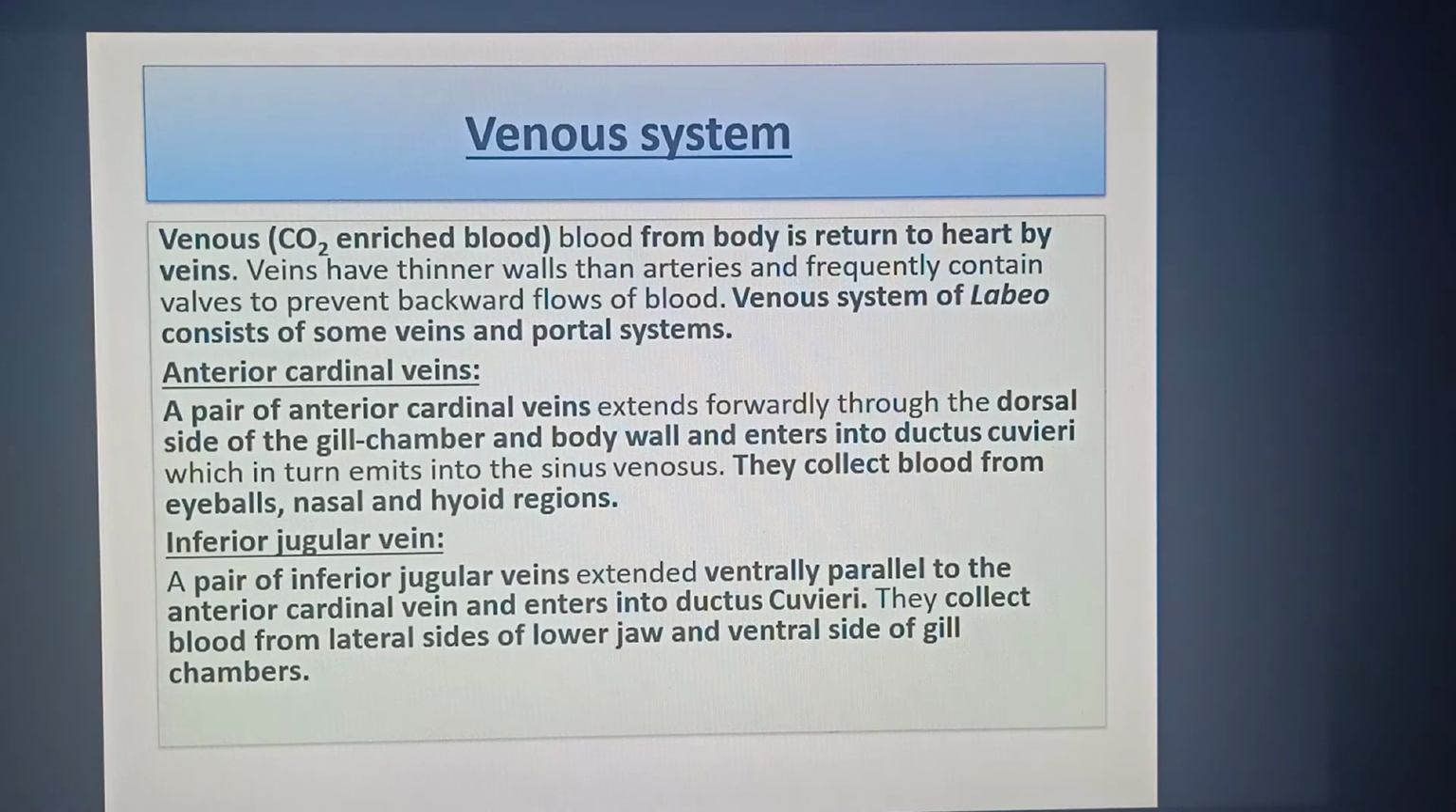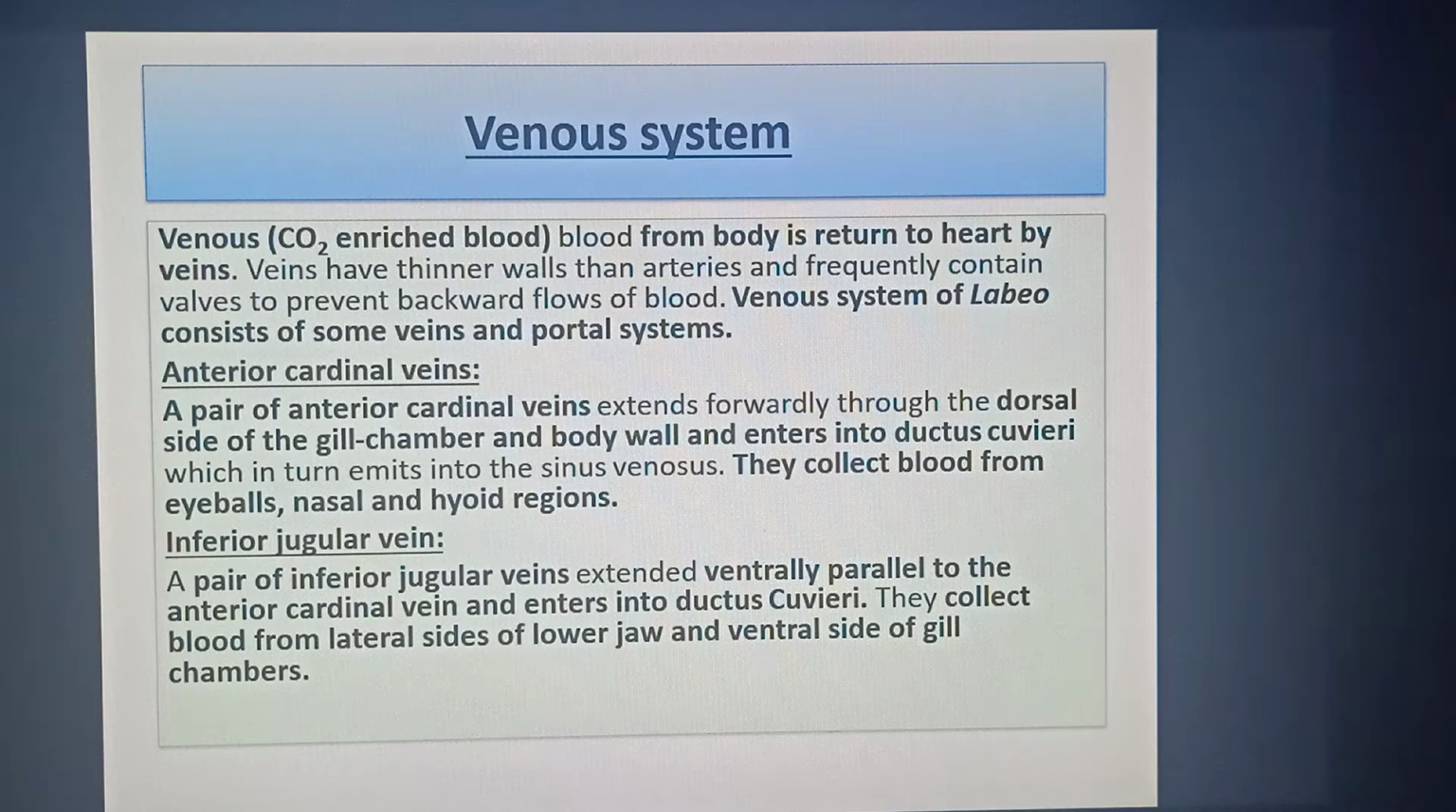The next topic is the venous system of fish. Venous blood, that is the carbon dioxide enriched blood from the body, is returned to the heart by the veins. Veins have thinner walls than arteries and frequently contain valves to prevent the backward flow of blood. The venous system of labeo consists of some veins and portal systems.